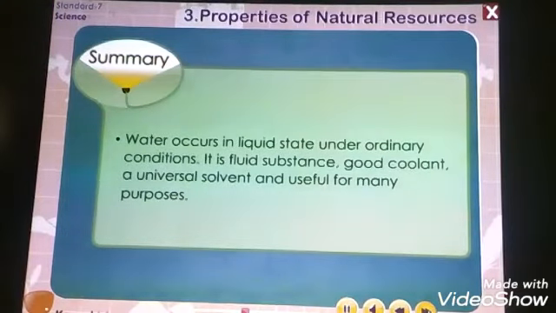Water occurs in liquid state under ordinary conditions. It is a fluid substance, a good coolant, a universal solvent, and useful for many other purposes.